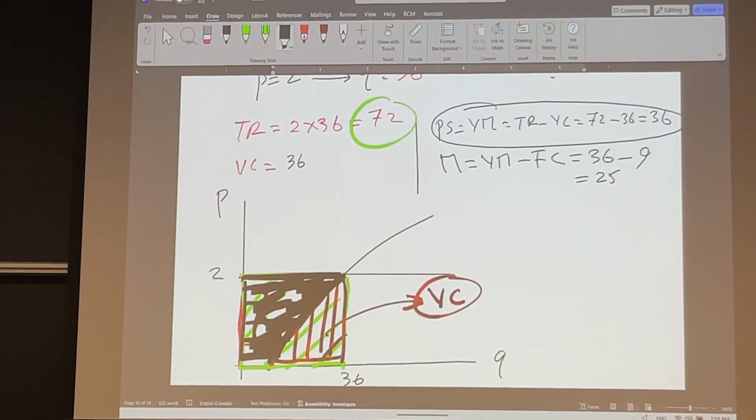Make sense? So I backdoored the calculation. You can get the surplus two ways, from margins or from totals. Totals is always doable. Margins will only be doable if the supply is a straight line. Otherwise, you have to do integration. Make sense? Okay.